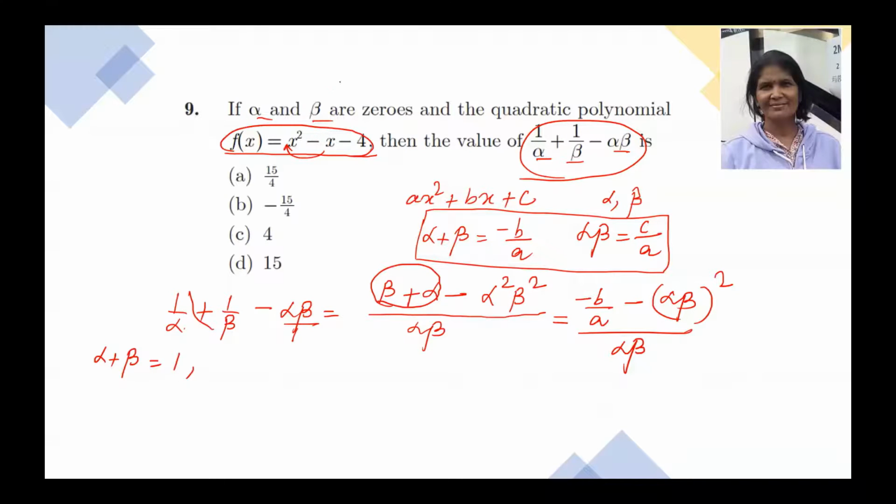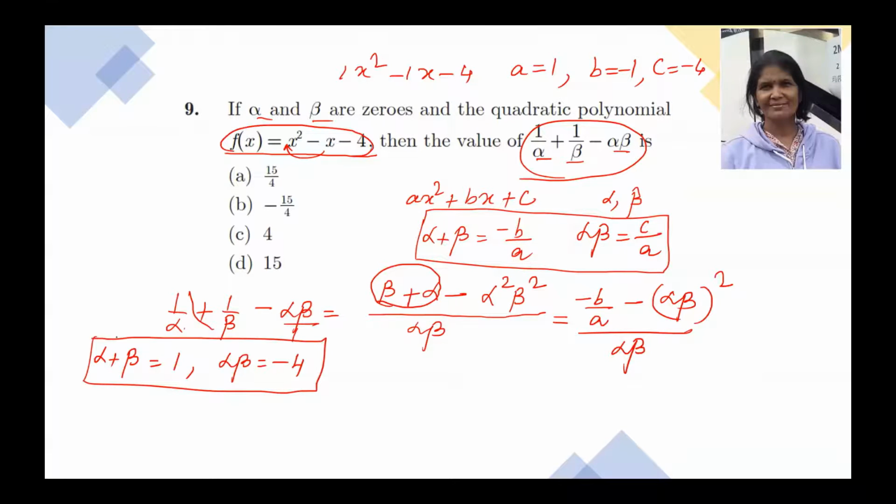Because the polynomial is 1 into x square minus 1 into x minus 4. So a is 1 here, b is minus 1 here, and c is minus 4 here. So minus b by a is the formula, so I am writing 1. Alpha into beta is c by a, so it will be minus 4. So I'll put these two values here.